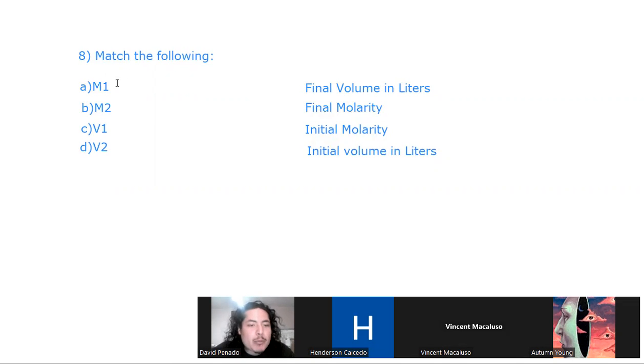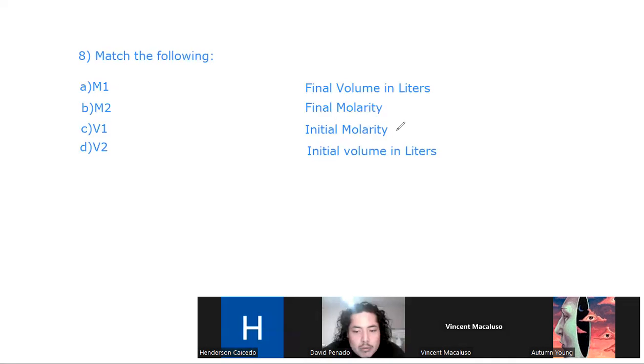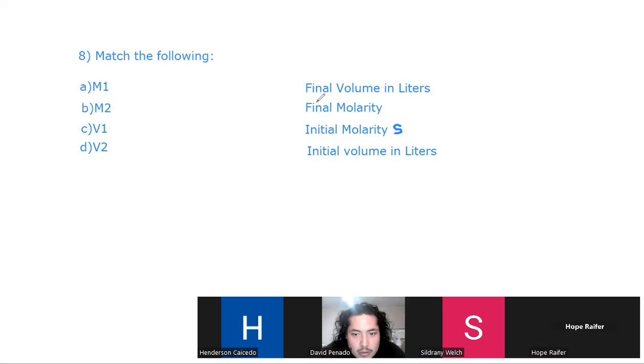So let's match this. What would be M1? It'll be your initial molarity. How many people say initial molarity? I agree. I got 2, 3, 4, 5 people say initial molarity. All right. So yes, that's the answer.